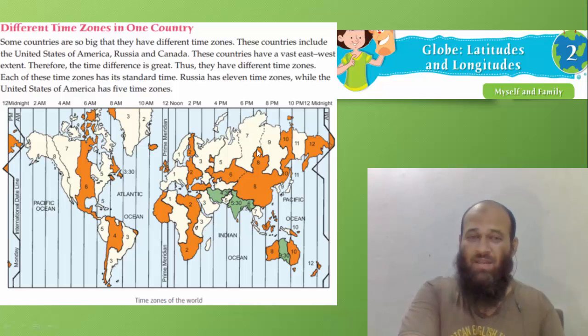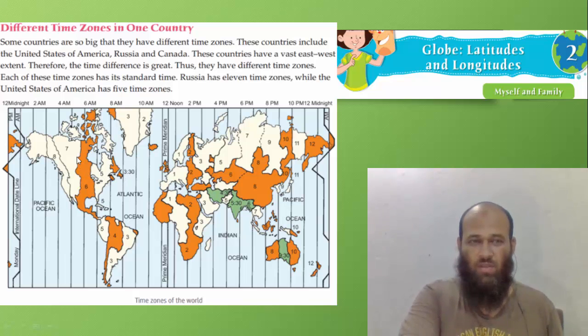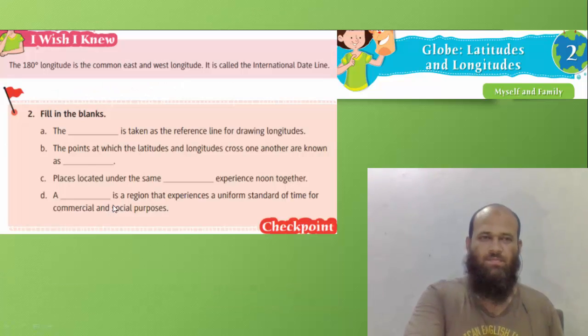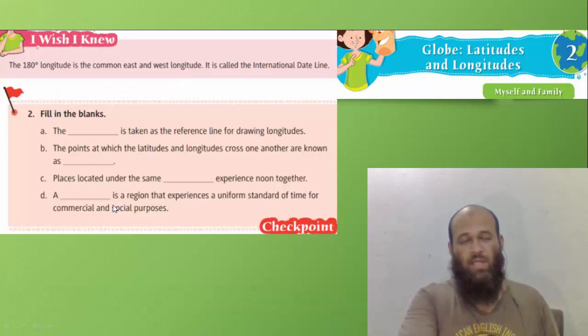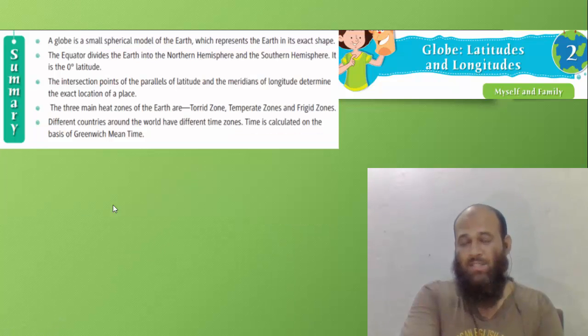Russia has 11 time zones. Gosh, Allahu Akbar, look here. Russia, this part, it has 11 time zones, while United States of America has 5 time zones. You can see over here 5, 6, 7, 8, 9. You have different time zones. So 180 degrees is the common east and west longitude. It is called the international dateline.